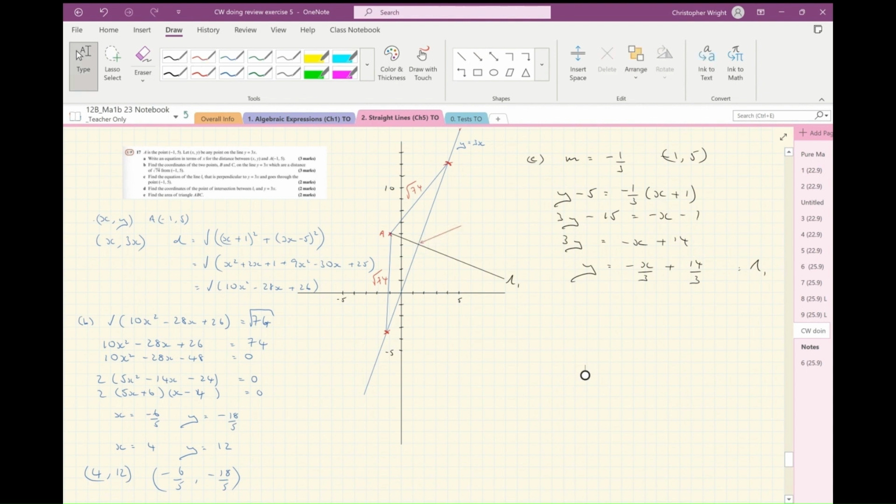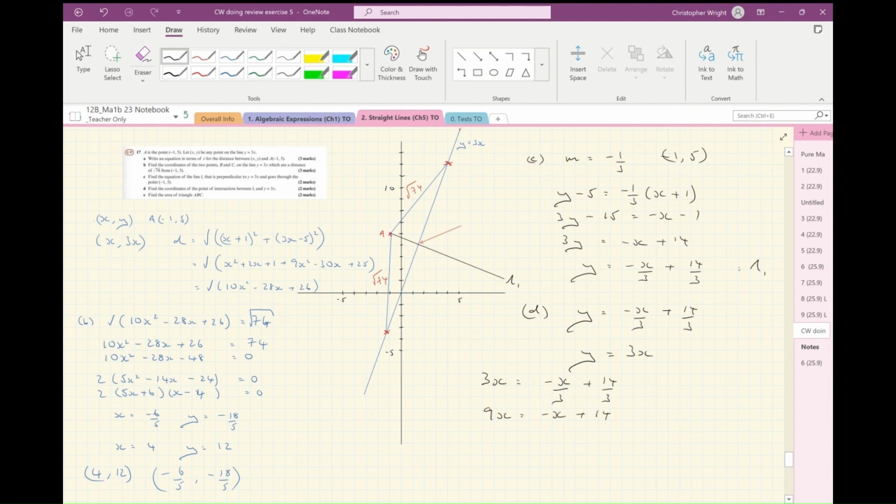Okay, well that's going to require me to solve y equals minus x over 3 plus 14 over 3 simultaneously with y equals 3x. y equals this, y equals that. So 3x equals minus x over 3 plus 14 over 3. This equals that, multiplied by 3.